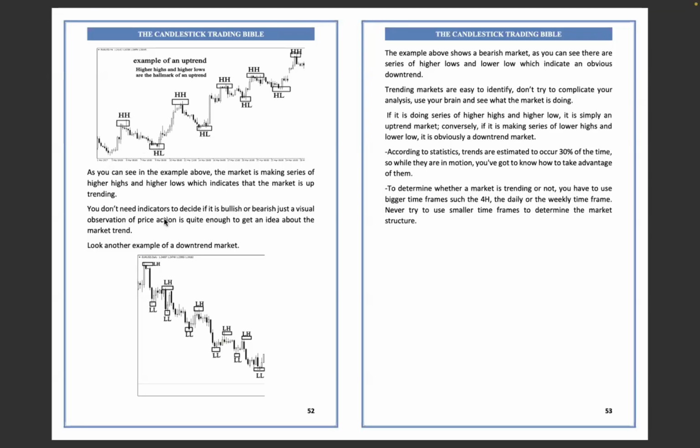So the downtrend is the opposite. In a downtrend, you can see that the candlesticks are going down. The market creates lower lows and lower highs. So lower low, lower high. It means that every low created should be lower than the previous low, and every high should be lower than the previous high. So it's just the opposite of this.